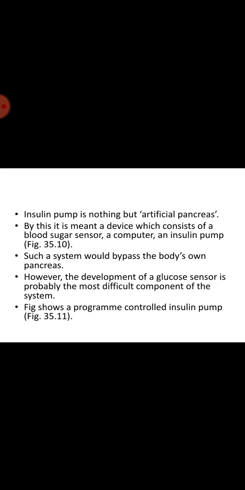There has been intensive research to develop an artificial pancreas, which is called an insulin pump. By this, it is meant a device which consists of a blood sugar sensor, computer, and an insulin pump. This more practical approach can be followed to develop a program-controlled insulin pump. This pump delivers the insulin through a catheter inserted into the body.